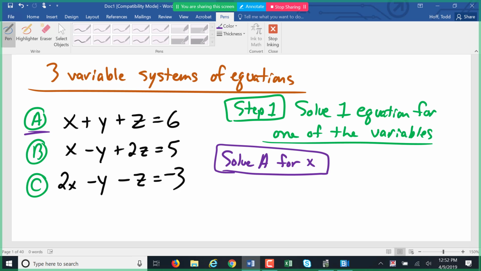Remember when we talked about two variable systems, if we're looking for a variable to solve for, we either want to find an equation that has a variable with no coefficient on it, so we don't have to divide by anything, or we want to look for ones that have easy things to divide by, like 2, 4, 5, 10. Those are all things that when we divide, we get an easy decimal, unlike 3 and 6 and 7, where we get repeating decimals, so we would have to stick with the fractions. So here we're going to solve equation A for x.